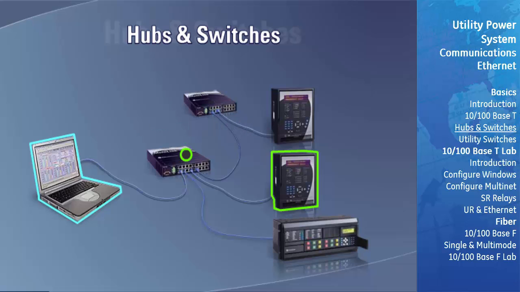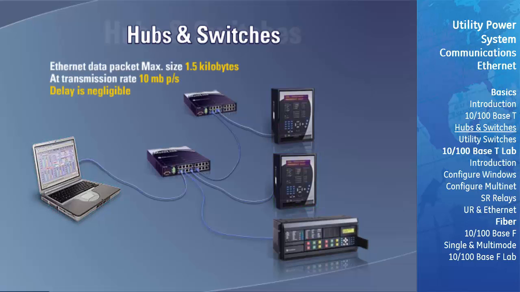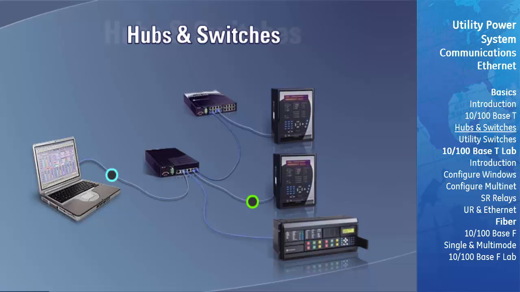Once the blue message has been transmitted, the switch will send the green message automatically. Given that the maximum size of an Ethernet data packet is 1.5 kilobytes, even at a transmission rate of 10 megabits per second, the delay is negligible. If the switch were replaced with a hub, both messages would collide at all ports.